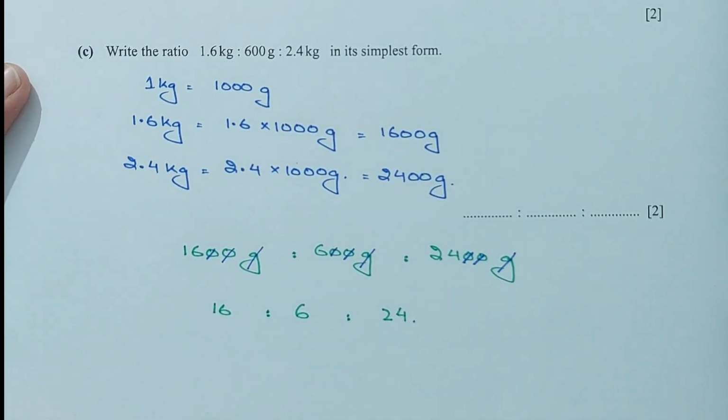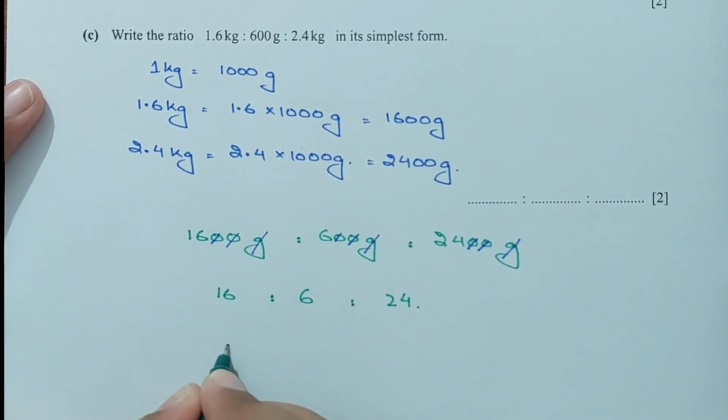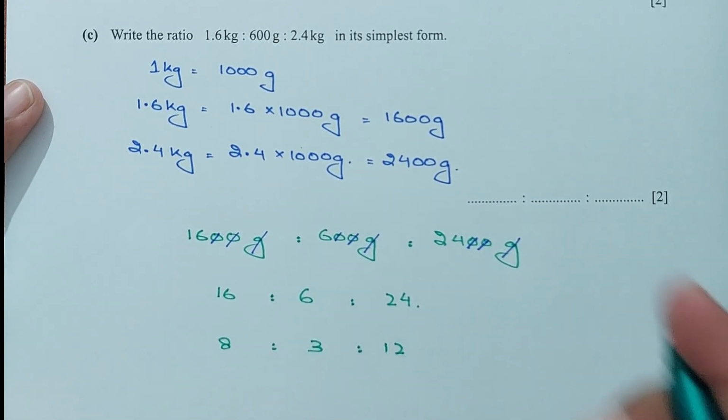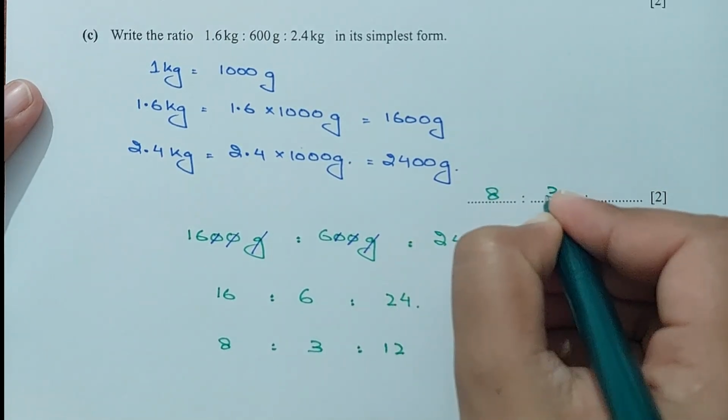All are divisible by 2. 2 times 8 is 16, 2 times 3 is 6, 2 times 12 is 24. And this is in the simplest form: 8, 3 and 12.